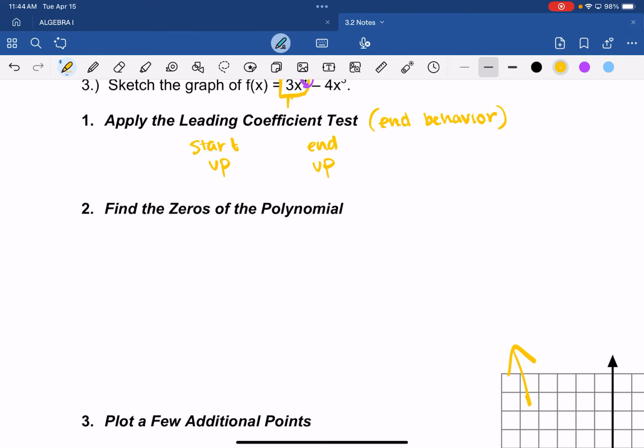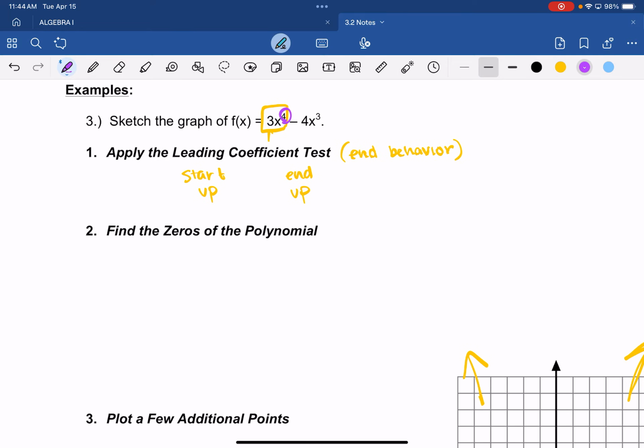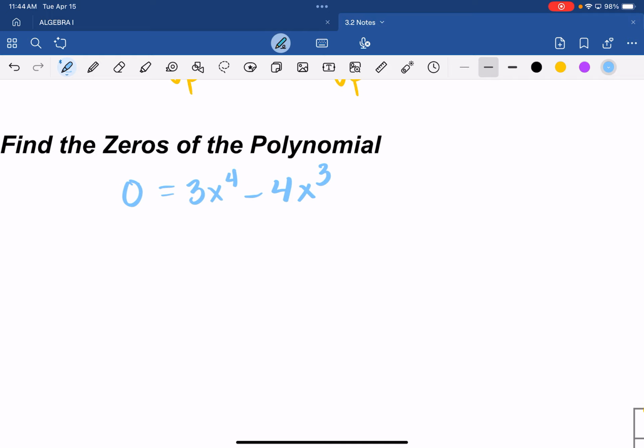Next part, finding the zeros. So again, I'm going to come up with my equation here. I'm plugging a 0 in for what again? The y. So I have 0 equals 3x to the 4th minus 4x cubed. Now I have to factor this. I'm going to take out my GCF. What is my GCF of these two terms? X to the 3rd. So I'm left with just 3x minus 4 on the inside.